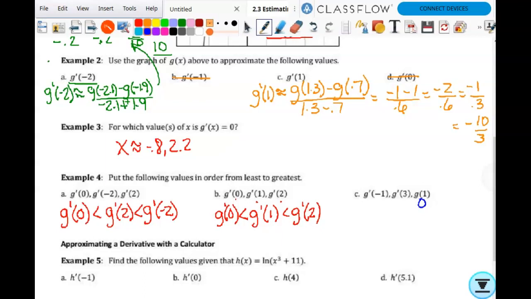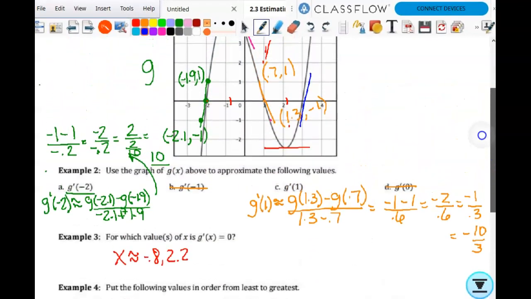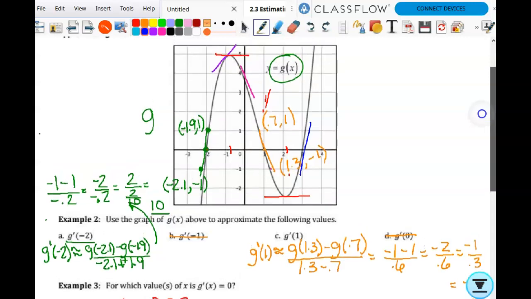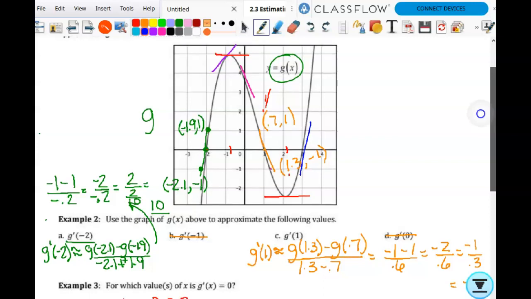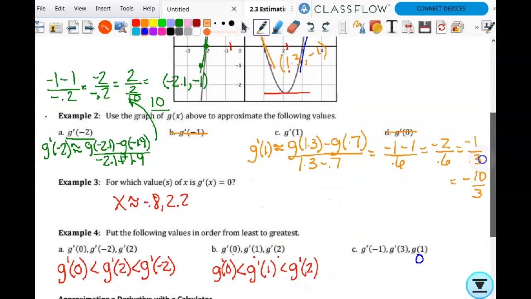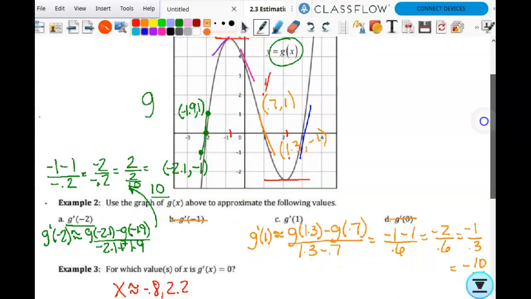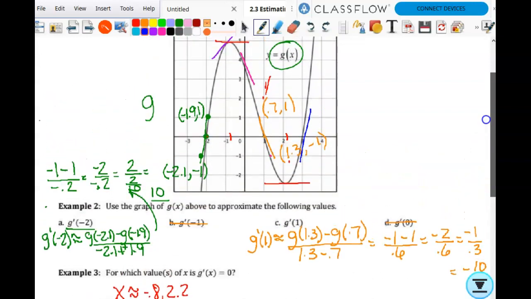And then, oh, goodness gracious. Then we have negative 1 and 3. I would have just used it as prime because I wasn't looking close enough. Does negative 1 have a positive or negative slope? Positive. And then does 1 have a positive or negative slope? No, 1 has a negative slope. Oh, I'm sorry, 3. 3 has a positive slope.